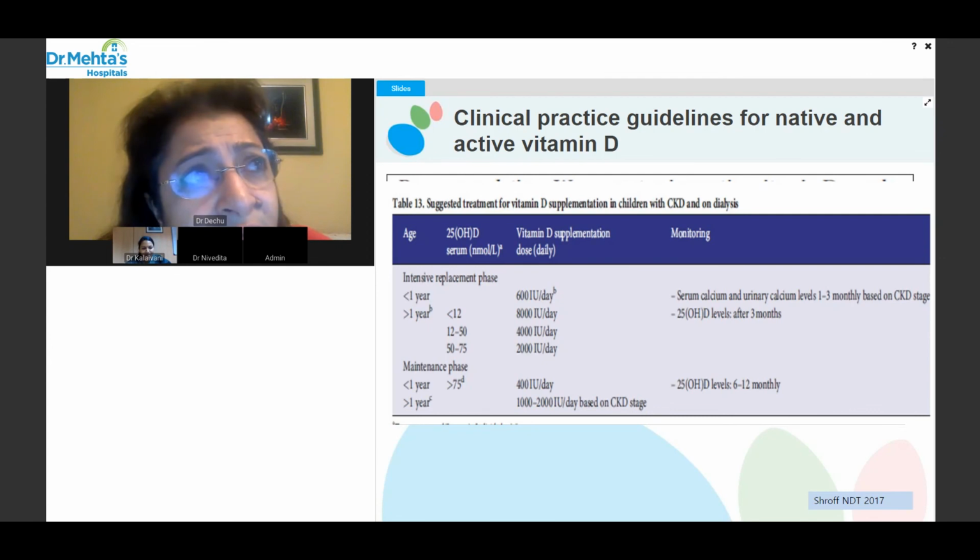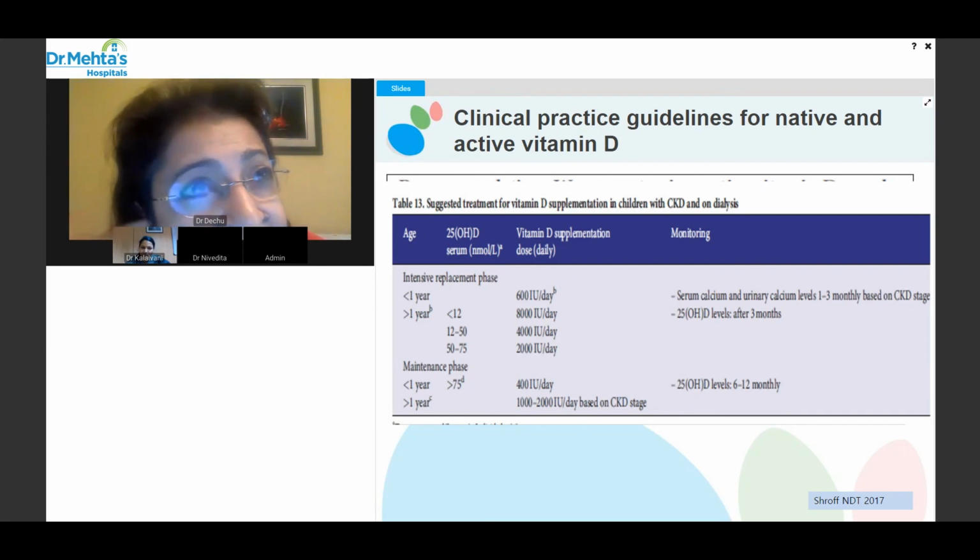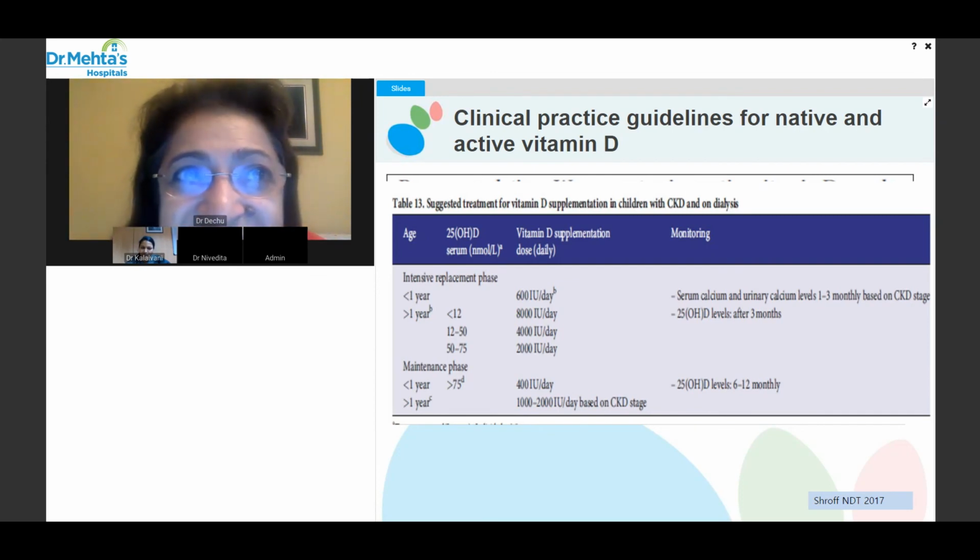We don't hold ACE or ARB for anemia, even though we know that ACE or ARBs can be inhibiting erythropoiesis. We usually adjust our ESA dosages in order to combat anemia and not take them off ACE or ARB. Also because with ACE or ARB, you have fair control of proteinuria and also hypertension. So it does more good than it does harm.